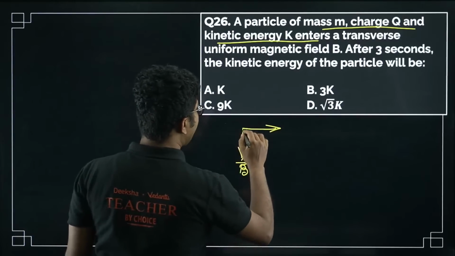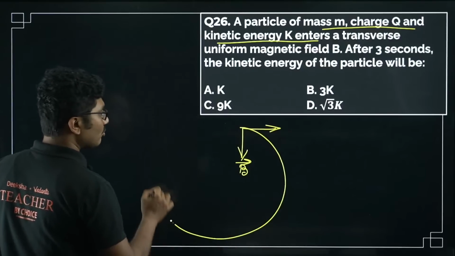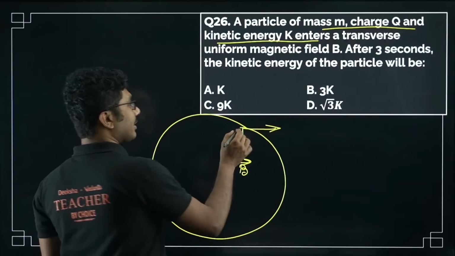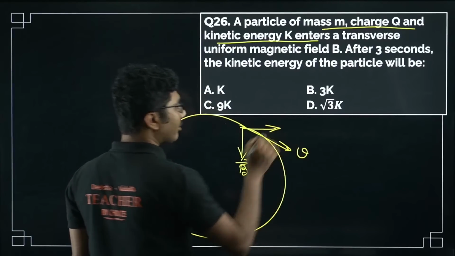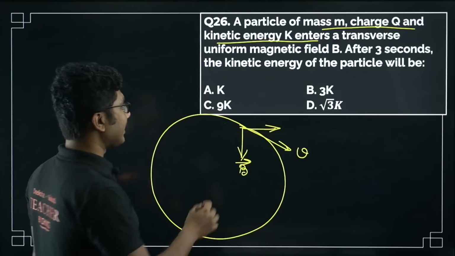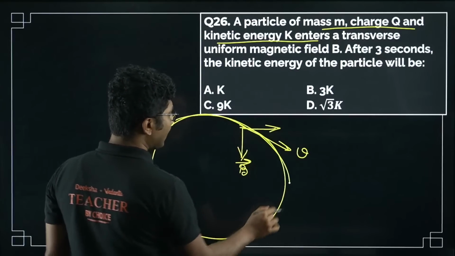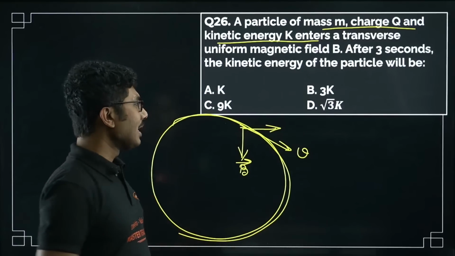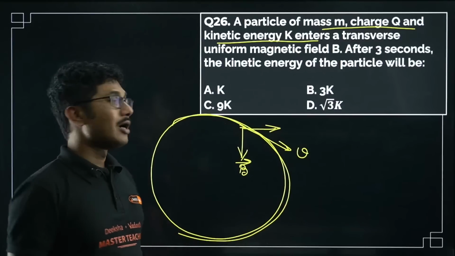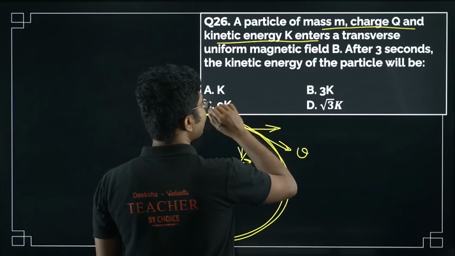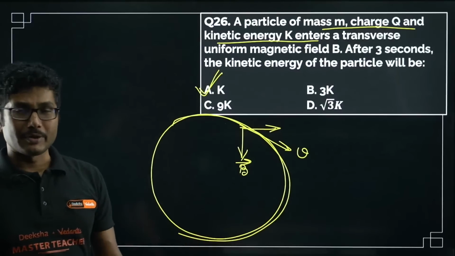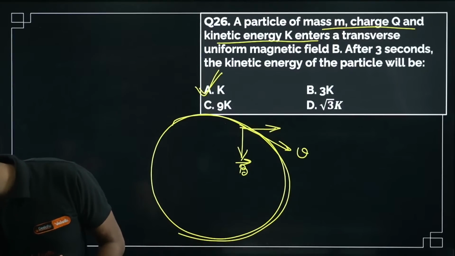Now the force acting on this will force it to move in a circular path, but the kinetic energy, or basically the velocity, will not change, right? Transverse magnetic field means it is perpendicular. Now if the magnetic field and velocity vectors are perpendicular, we observe a circular motion, and in circular motion the kinetic energy will remain constant. So kinetic energy will remain K because v is not changing.